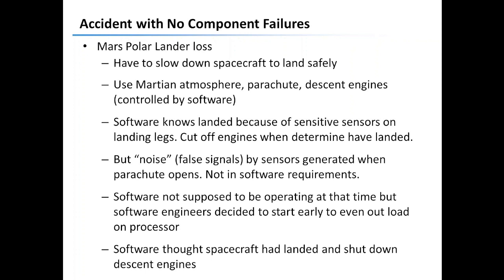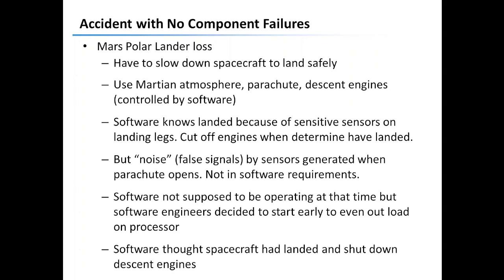Now, the software has to know that the spacecraft has landed, because if it doesn't, then what'll happen is they'll land, and the descent engines are still going, and so it's going to push it up and it'll hop and destroy itself. So they put very sensitive sensors called Hall effect sensors on the landing legs, and the software engineers were told that when they get input from those sensors, they should cut off the engines immediately because the spacecraft has landed. Now, it turned out that when the parachute is deployed, there's some noise or false signal. There's a jerk on the spacecraft, and the sensors send out some signals.